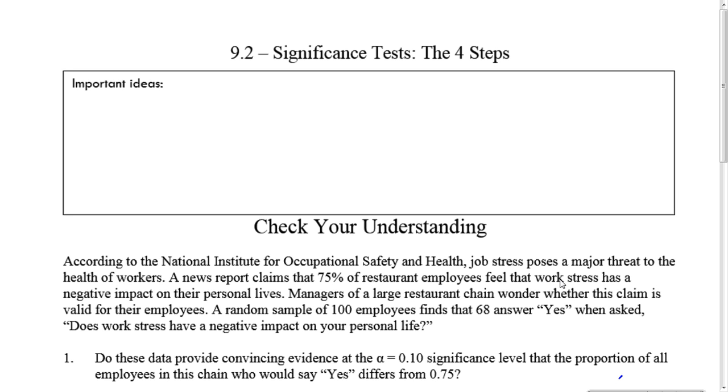All right. The late start today because of the ice, we got a little bit behind.